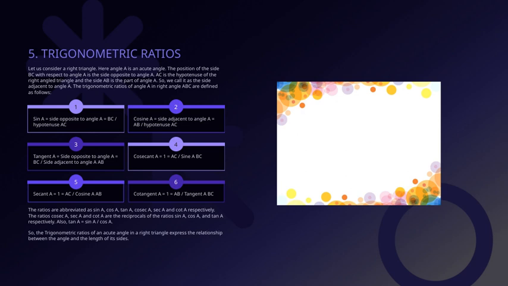These ratios are commonly abbreviated as sin A, cos A, tan A, cosec A, sec A, and cot A. Notice that the ratios cosec A, sec A, and cot A are just the reciprocals of sin A, cos A, and tan A respectively. Also, an important relationship is that tan A equals sin A divided by cos A. Ultimately, these ratios help us understand how the angle relates to the lengths of the sides in a right triangle. They form the foundation for solving many trigonometric problems and connect the geometric aspects of the triangle to algebraic ratios.